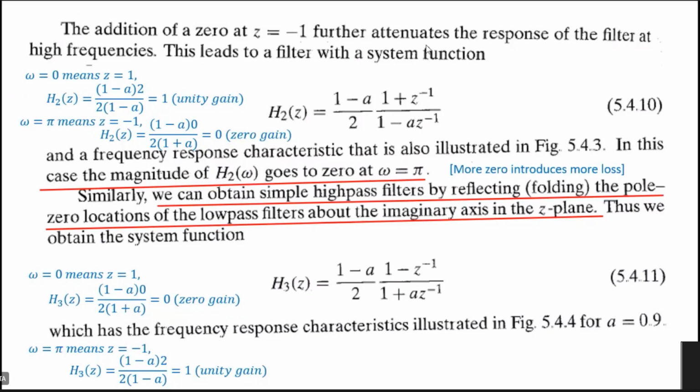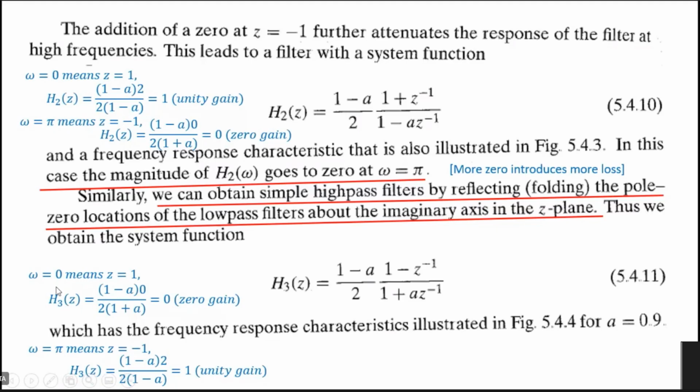Now since it is folded, the values of the poles and zeros will be replaced. Here we see that it was 1 plus z inverse, now it is 1 minus z inverse, because we are just changing the z axis from positive to negative. It is folding. So z in place of plus z is now minus z, so we can write here 1 plus a z inverse.